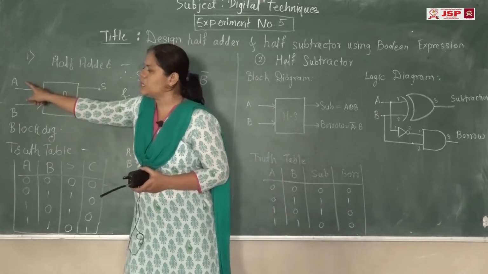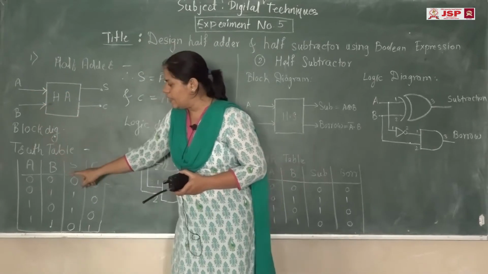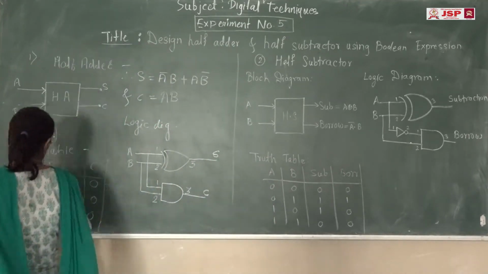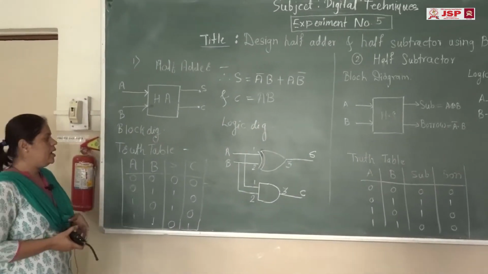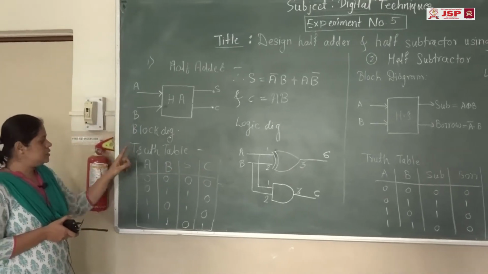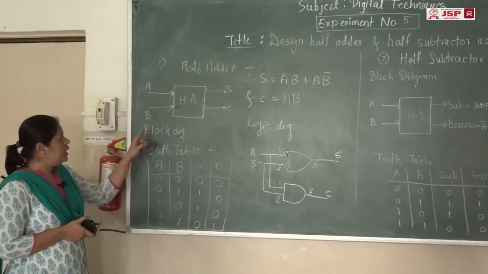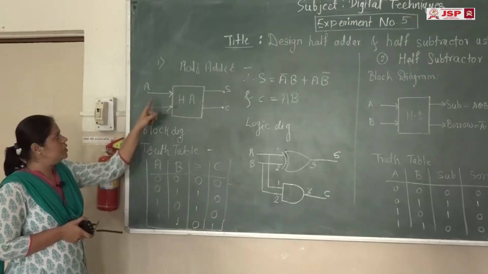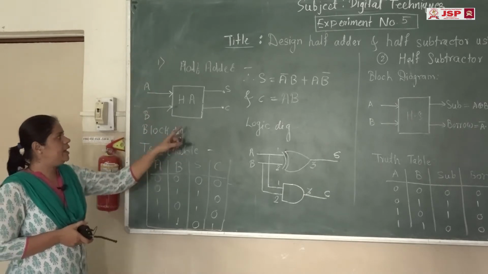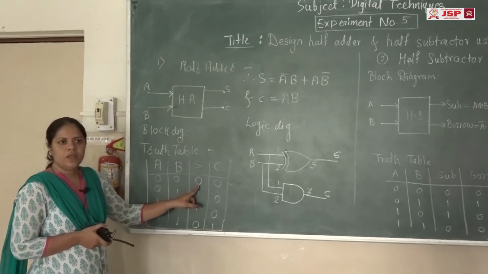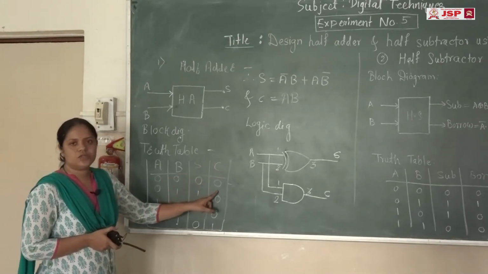Here two inputs are present, so we will get four possibilities. Inputs are A and B, and sum and carry are the outputs. First, suppose A is equal to 0 and B is equal to 0. These inputs are given to A and B, so we will get the sum 0 plus 0, that is 0, and carry is also 0.